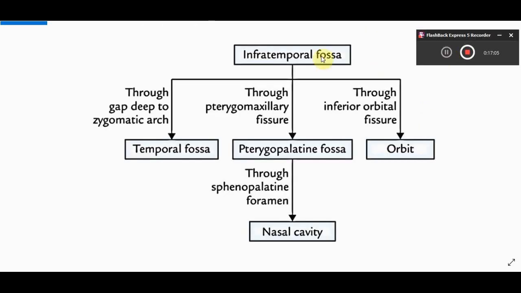In this flowchart, we can see this is the infratemporal fossa, and it is leading into the Pterygopalatine fossa via the pterygomaxillary fissure, and this is leading via the Sphenopalatine foramen into the nasal cavity. So we can see the communication over here.